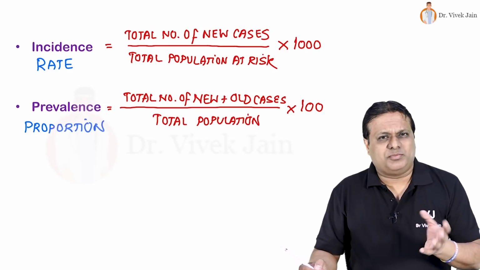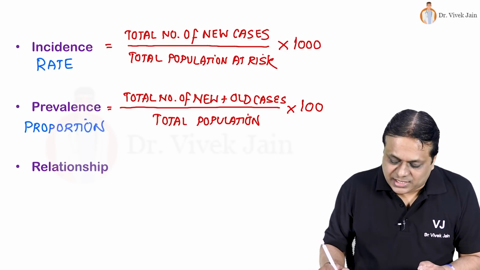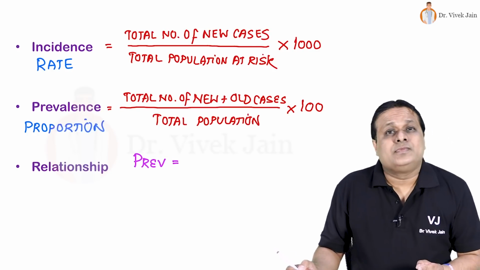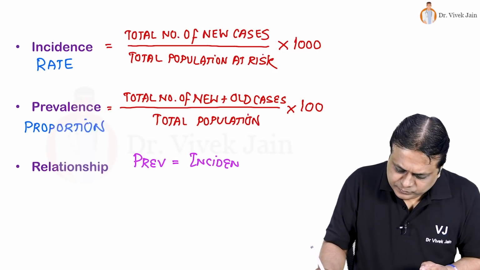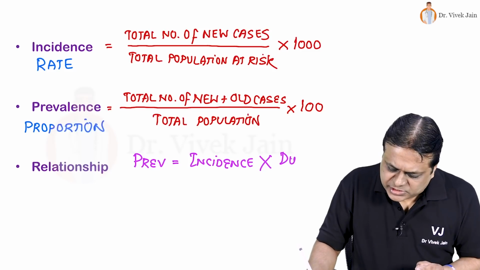Is there any relationship, mathematical relationship between incidence and prevalence? Yes, there is a relationship. In fact, prevalence is incidence multiplied by average duration of the disease.